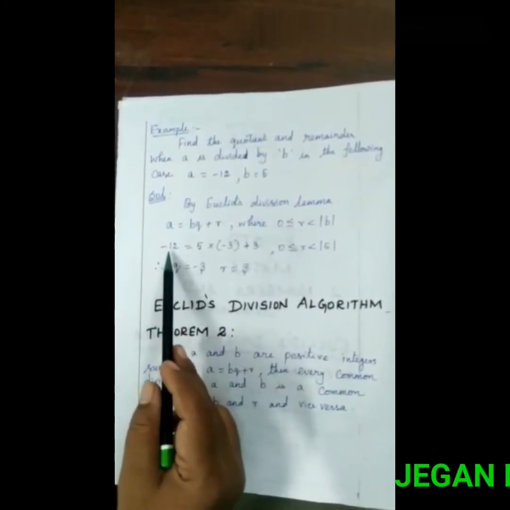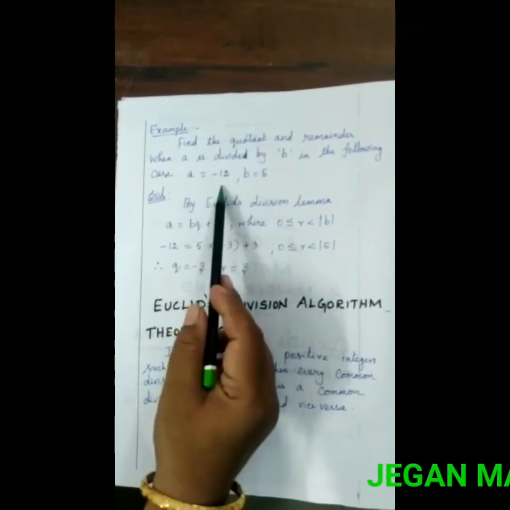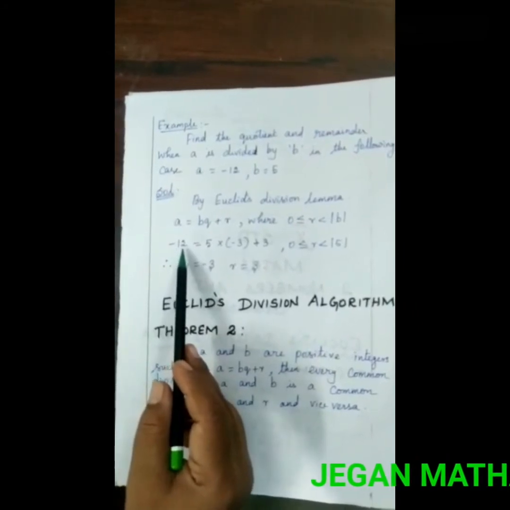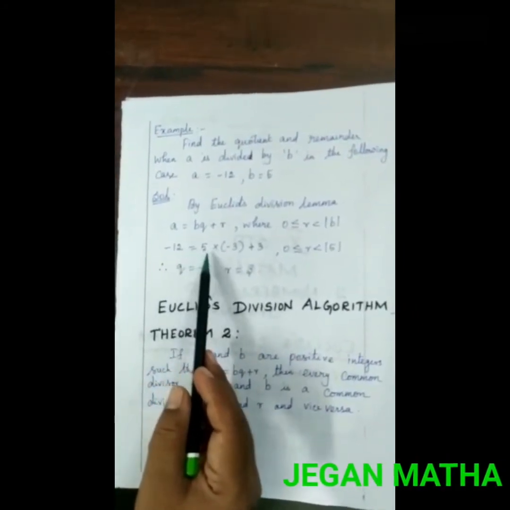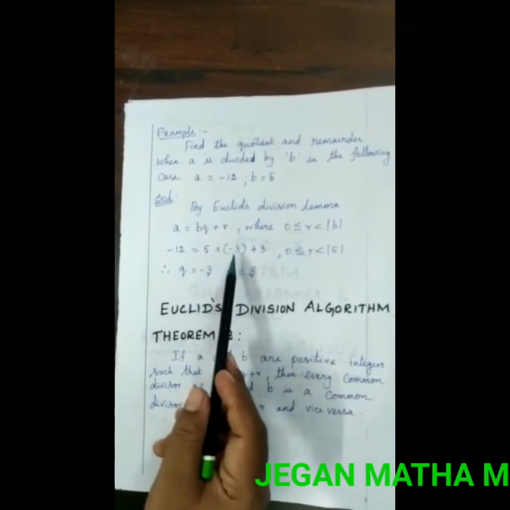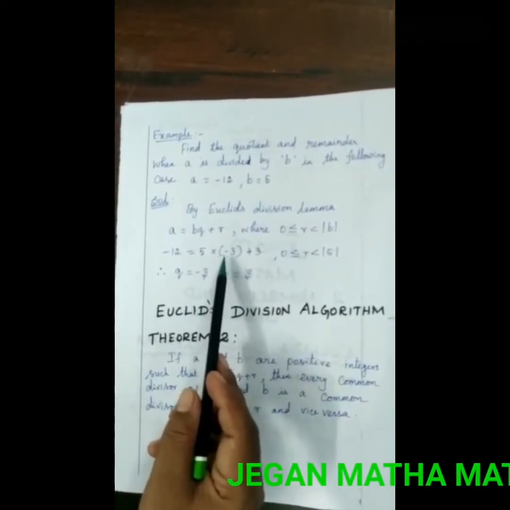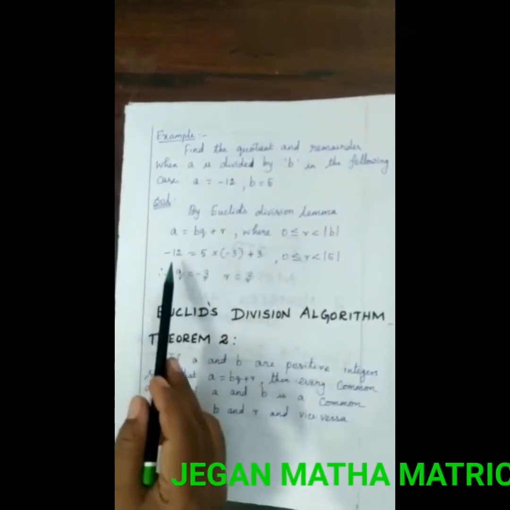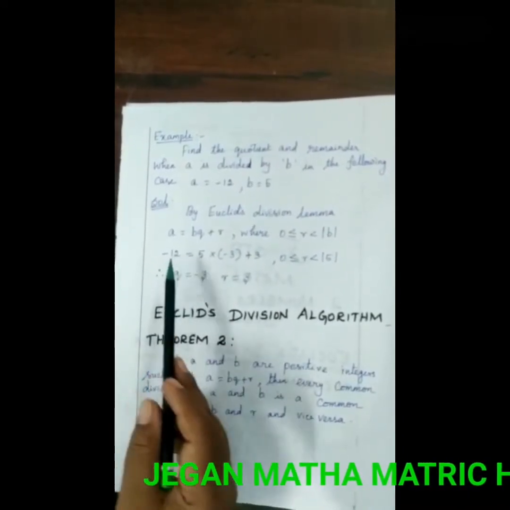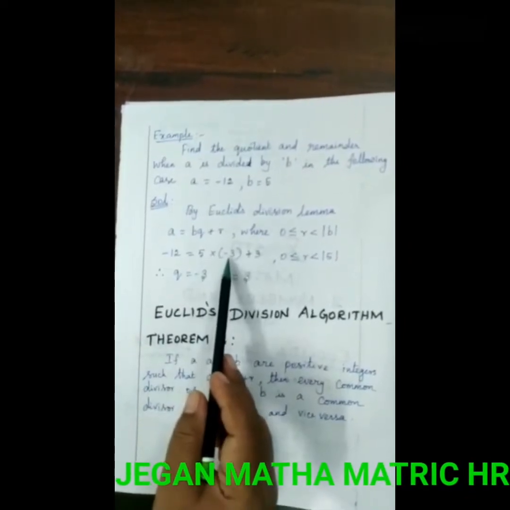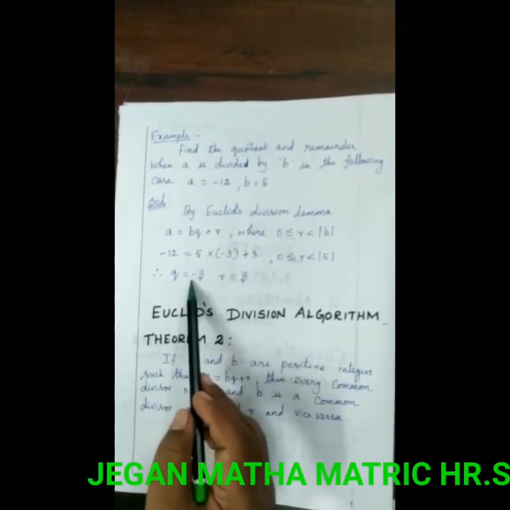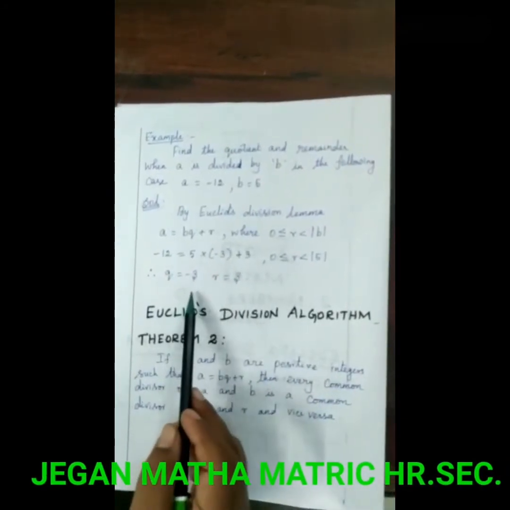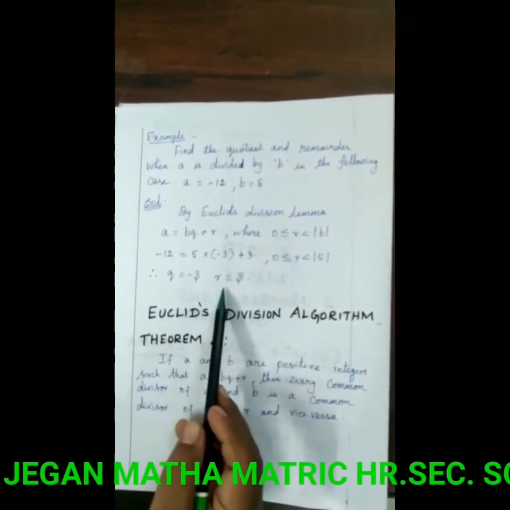a is minus 12, given in the question. So you have to substitute minus 12 is equal to 5 into, you have to multiply by minus 3, we will get minus 15, minus 15 plus 3, which is equal to minus 12. So what is q? Minus 3 is q, and the remainder is r equal to 3. This is the solution for this sum.